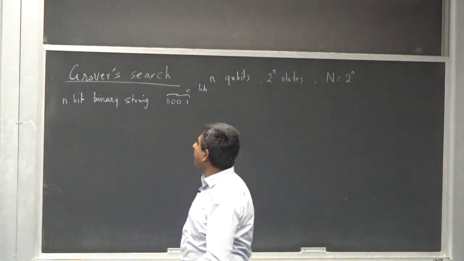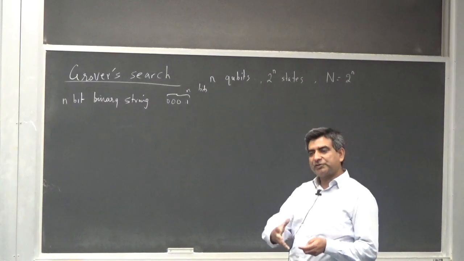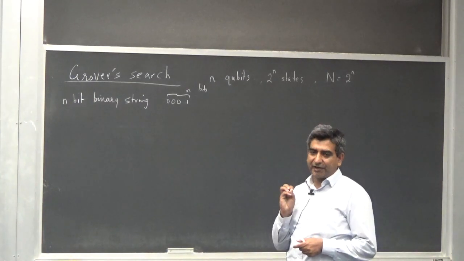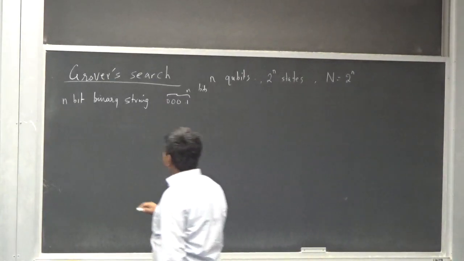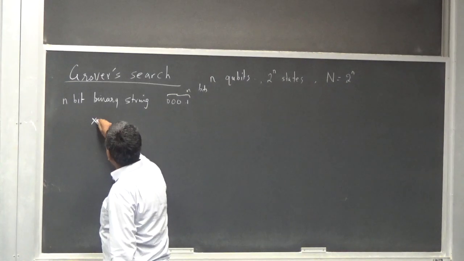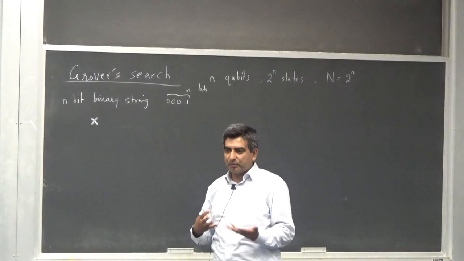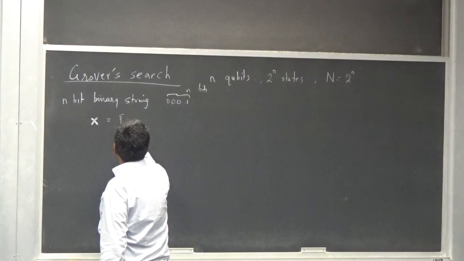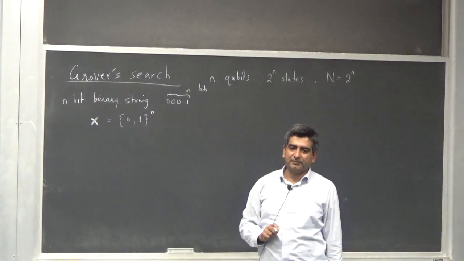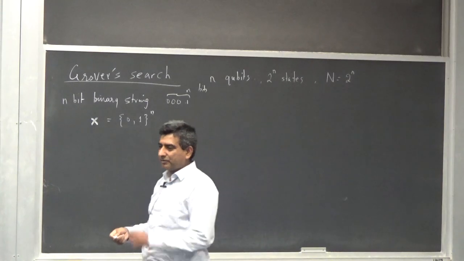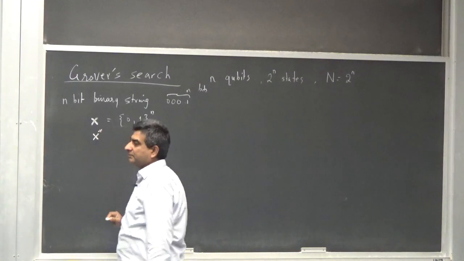Okay, so now what we would like to do is design an oracle, an algorithm, to search out a desired string from a large database of strings. Suppose my input database of n-bit strings is represented by this number x, written in bold. This is a sequence of n bits. And the number that you would like to search for, let's denote by x star.